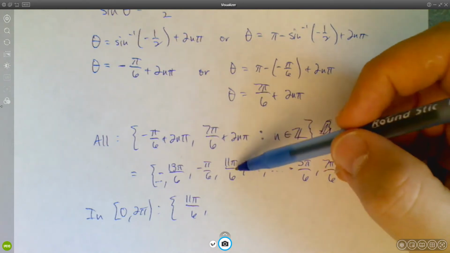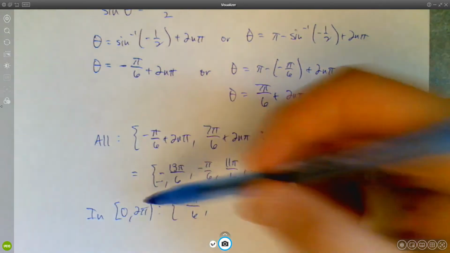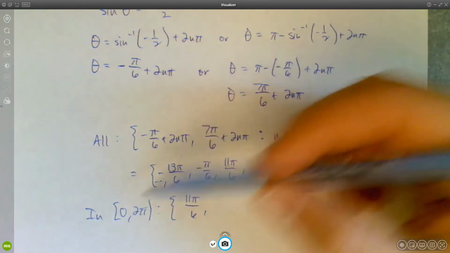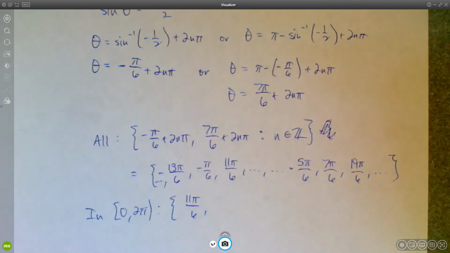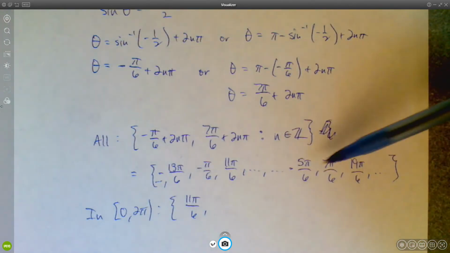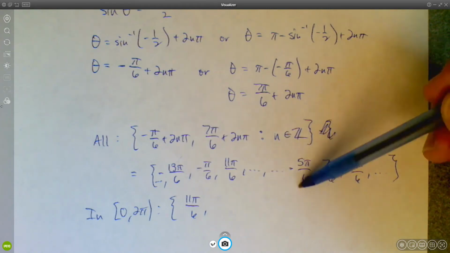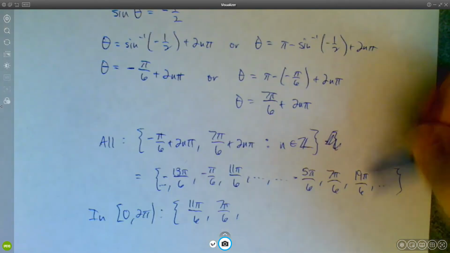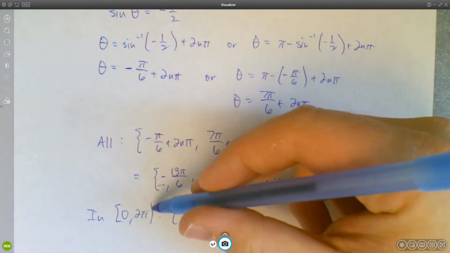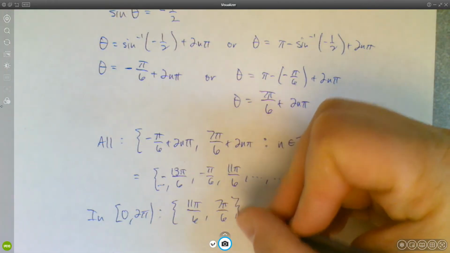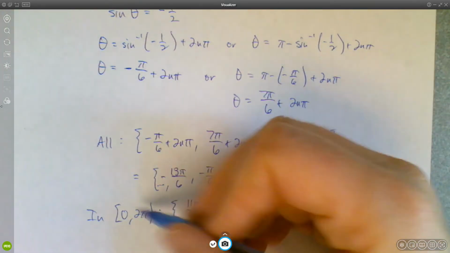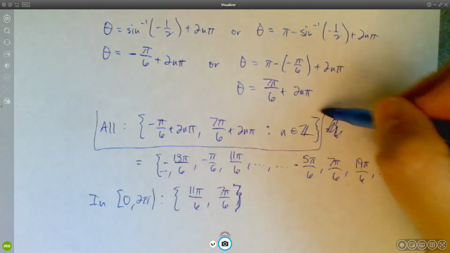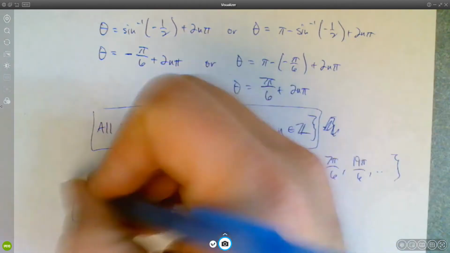Anything more than that, like if I add another 2 pi to 11pi/6, is obviously going to be more than 2 pi. So the next solution generated from this rule falls outside the interval, and 11pi/6 is the only one. What about this one over here? This is obviously less than 0, so it doesn't work. 7pi/6 is in the interval. 19pi/6 is more than 2 pi, since 2 pi is 12pi/6. That's too much. So those are the only two solutions that live in the interval from 0 to 2 pi. These are all of the solutions, and these are the ones that live between 0 and 2 pi.